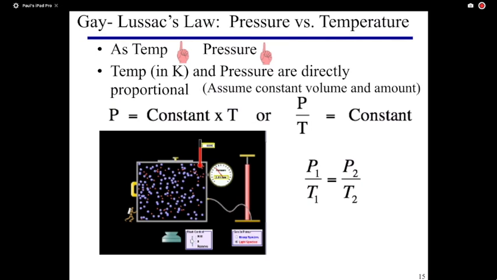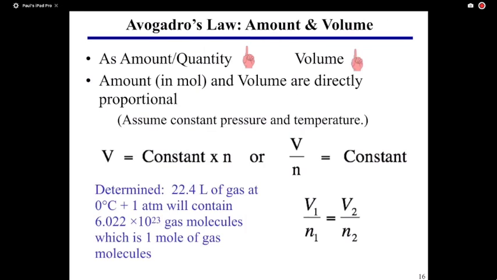Okay? Pressure and temperature. As the temperature goes up, the pressure will go up if the volume and the amount stay the same. These are directly proportional. And so mathematically, if the temperature goes up, the pressure must go up if the volume and the amount are exactly the same. All right? And the other, as the amount goes up, the volume will go up.